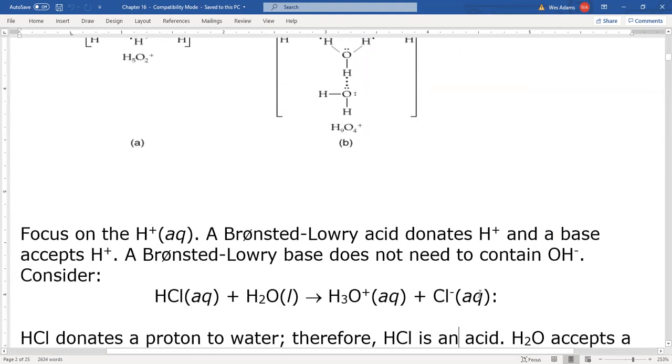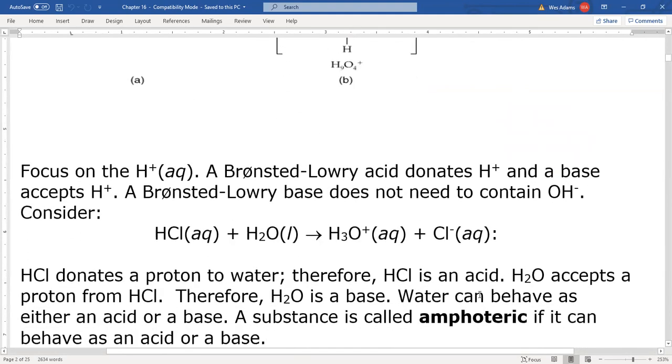So if we focus on the H+, the Brønsted-Lowry acid donates H+ and a base accepts it. So we talk about a proton donor and a proton acceptor. So if we go back to our HCl example, HCl plus water produces hydronium ion and chloride. So HCl donates a proton to water, therefore HCl is an acid. The water accepts a proton from the HCl, so water is the base.